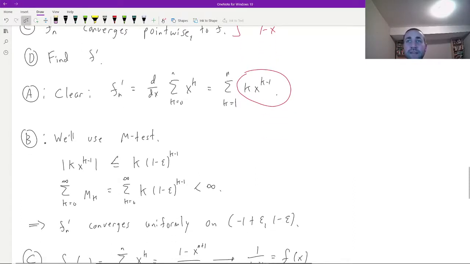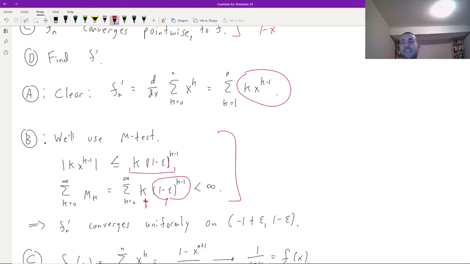Well, we note that the absolute value of k times x to the k minus 1 is less than k times 1 minus epsilon to the k minus 1. And so if you look at the sum from k equals 0 to infinity of this bound, what you get is the sum of k times 1 minus epsilon to the k minus 1. This is going to 0 exponentially quickly. This is going to infinity only linearly quickly. And so we can check that, in fact, that sum converges. So since this sum converges, by the M-test, we know that fn prime converges uniformly to something.